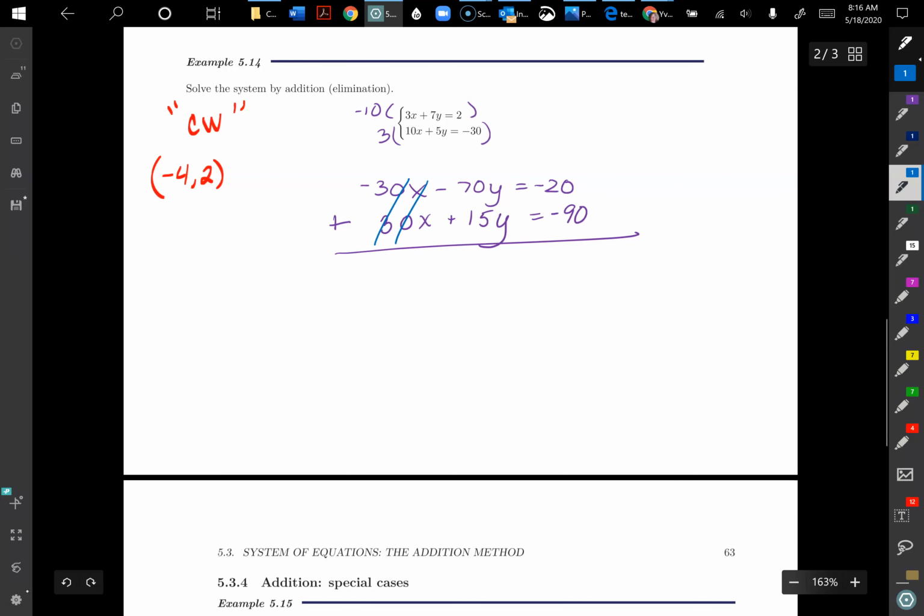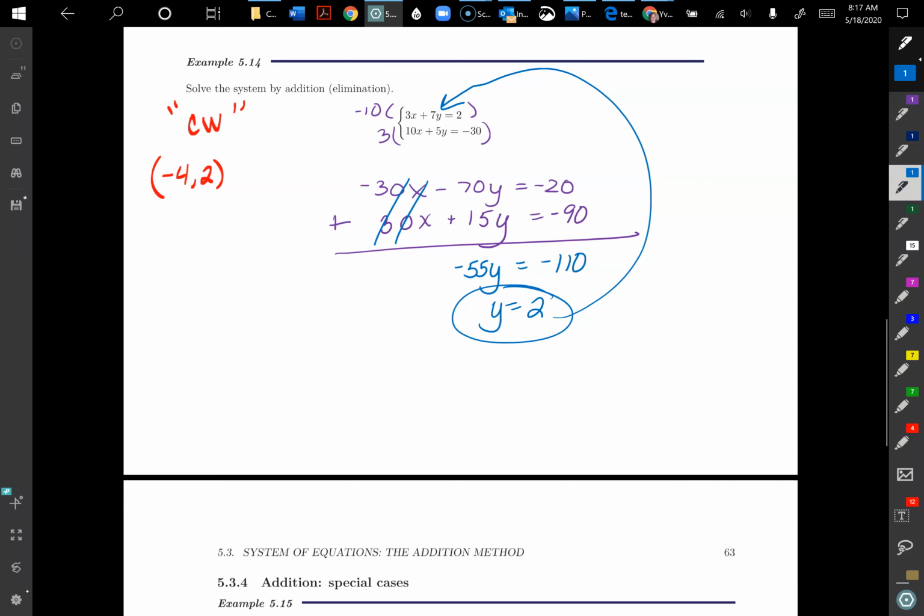These do zero out. You definitely want to check for that every time. And then you're going to end up with negative 55y equals negative 110. Divide both sides by negative 55, get y equals 2. Then I'm actually going to back sub this time. So I'm going to take this y equals 2 and plug it in for y into one of the equations, the non-manipulated version.